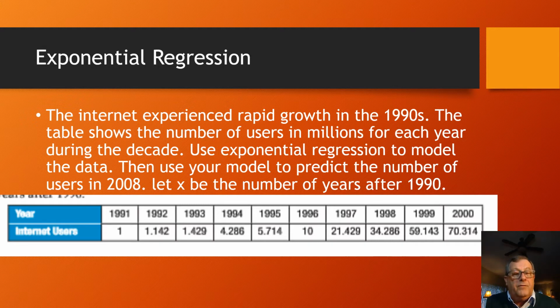All right, well, we're going to hop over to the calculator, and we're going to graph this data in a scatter plot, and then we will use an exponential regression model, and then we'll make a prediction what the number of users were in 2008, which is 18 years after 1990, right? Let's see, 2008 minus 1990, that'd be 18 years. All right, well, let's go to the calculator.